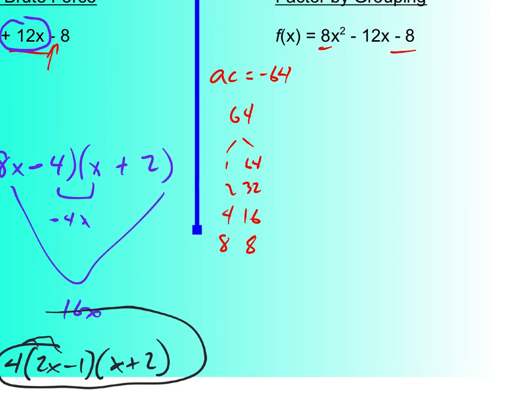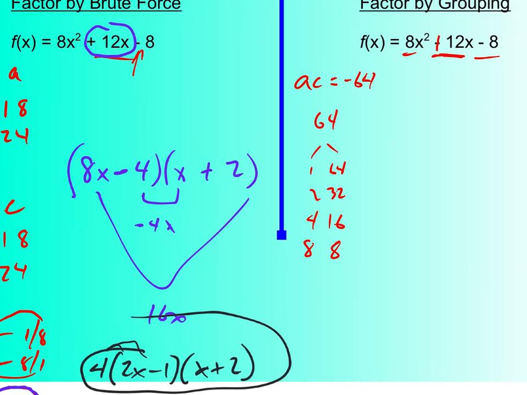And again, we need them to have a difference of 12. Oops, this should be a plus 12 here. Sorry about that. We need them to have a difference of positive 12 here. And so what we're going to use is the 4 and 16 because those two have a difference of 12.